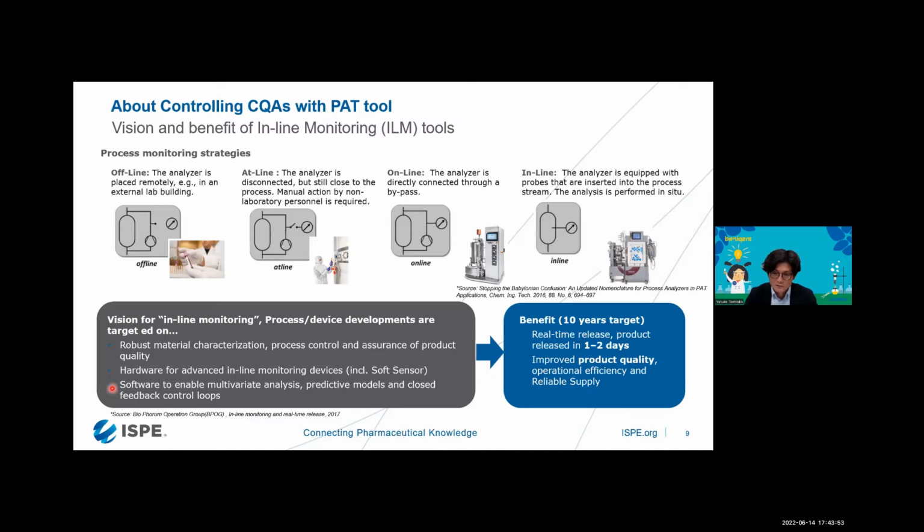Third one is the software. Software will be developed to enable multivariate analysis, predictive modeling, and closed feedback control. Through this next process improvement approach, we aim to achieve the following benefits in the next 10 years. First one is real-time release, or product release within 1 or 2 days. Another one is improving product quality, operational efficiency, and reliable supply.